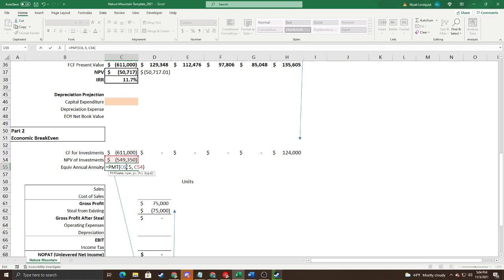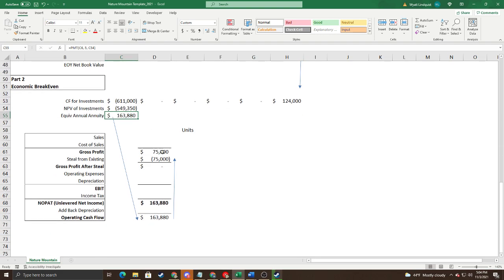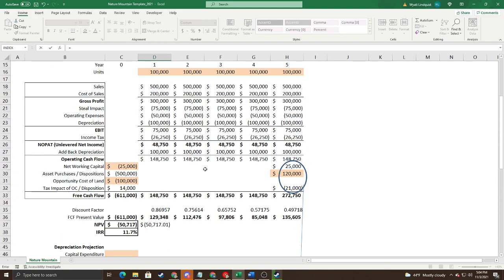So essentially using the payment, if you remember from like the first half of the semester, you get the rate, you get the number of payments, and you get the present value, and that's going to give you how much you need to make every year in order for it to be worth spending that money today. So the equivalent annual annuity is $163,088 and $880. So we have that, and then we're going to just add back depreciation.